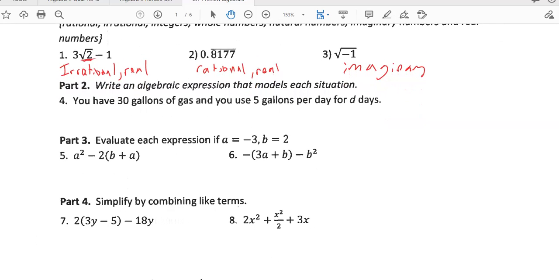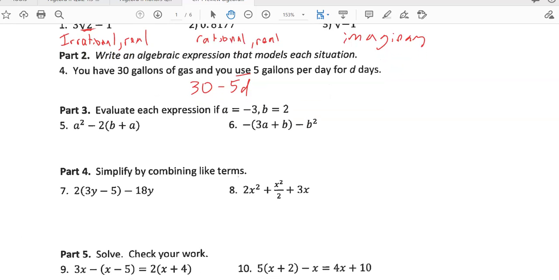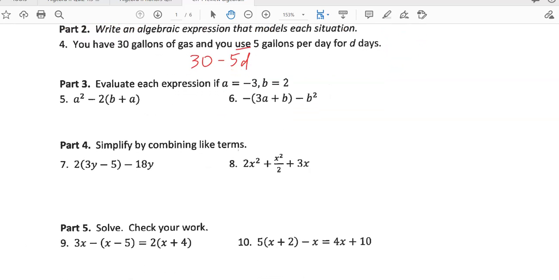The model situation, you start with 30 gallons of gas, and then you're using up. So you're using, which means you're subtracting from there, 5 gallons per day. So minus 5 per day. So something like that would be the expression. Be sure to use parentheses appropriately.